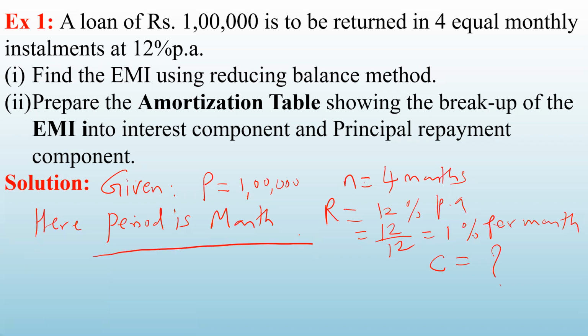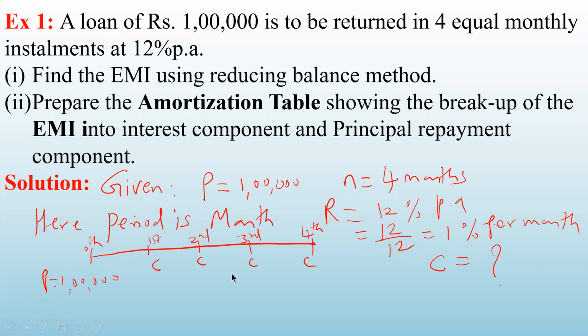A loan of present value 1 lakh rupees is taken and it is paid in 4 installments: first month, second month, third month and fourth month. You have to find out the value of each installment. That is the value of C you have to find out. Okay.